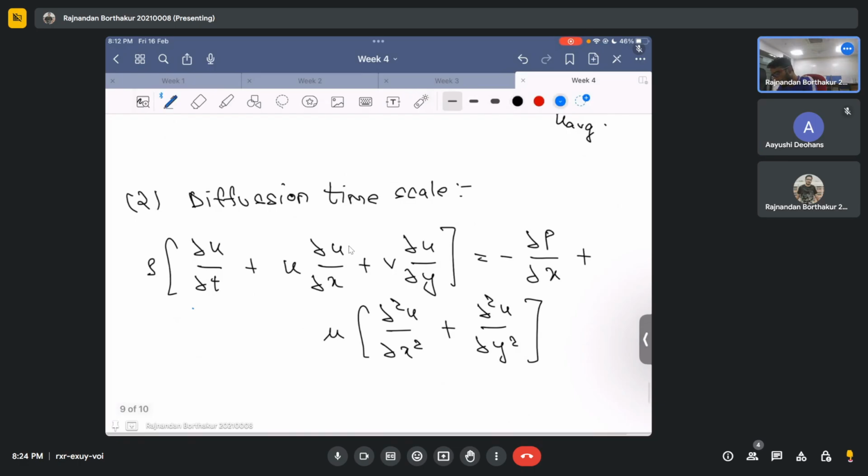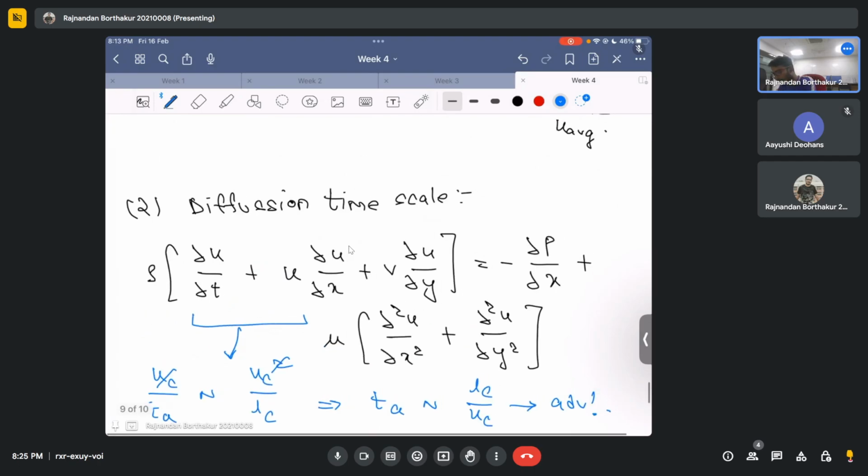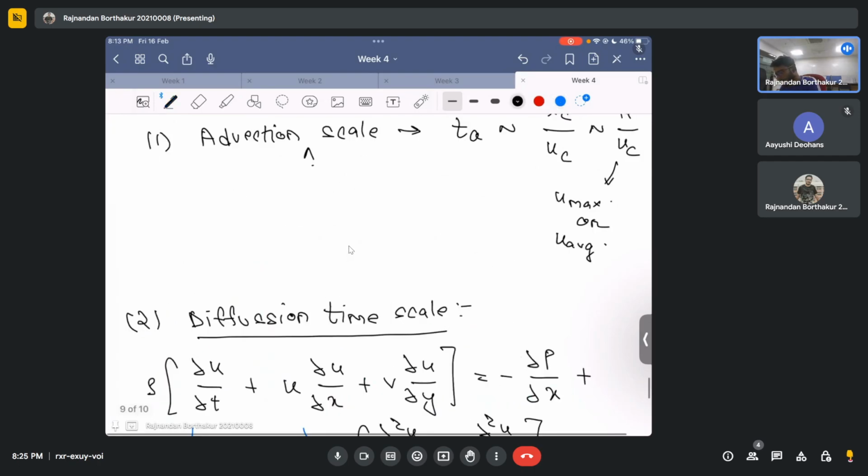As you can see, if we compare these terms, what we get is del U by del T essentially scales as UC by T advection, and this would scale as UC squared. I'm considering that X and Y bear the same length scale, which may not be the case, but then this becomes LC, which means you can easily say that TA would be LC by UC, which is the advection time scale. All right, guys, I think this is clear to you.